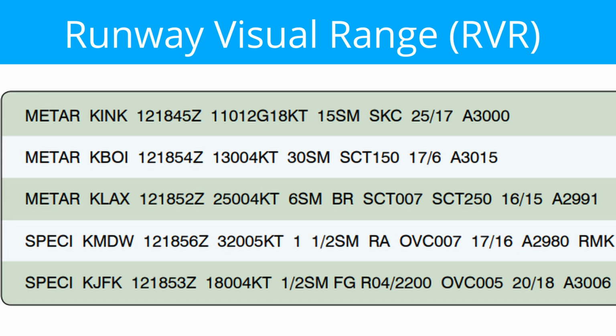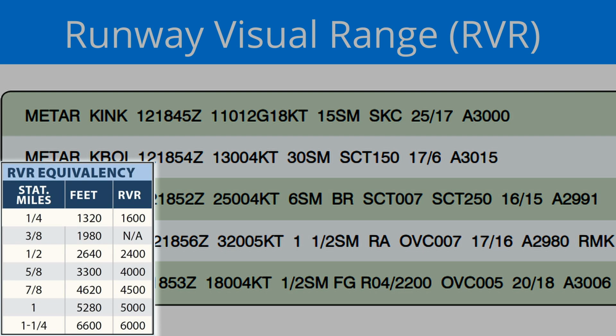We can think of this as the amount of feet we can see down the runway, which isn't exactly right as 1 statute mile is 5,280 feet, but only shown as 5,000 feet using RVR. And this is only used at airports that have the ability to actually report RVR, as it requires special equipment.